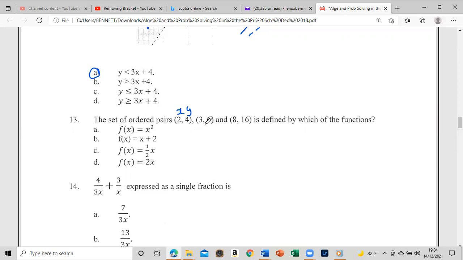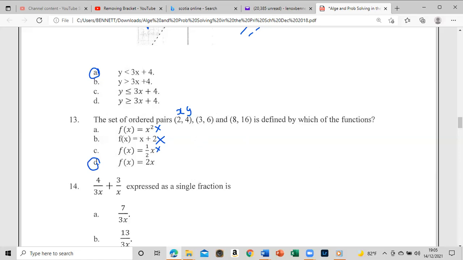Is it x plus 2? Nope. Is it half x? So no, not half x. Yes, it's 2x. 2 times 2 is 4, 2 times 3 is 6, 8 times 2 is 16.